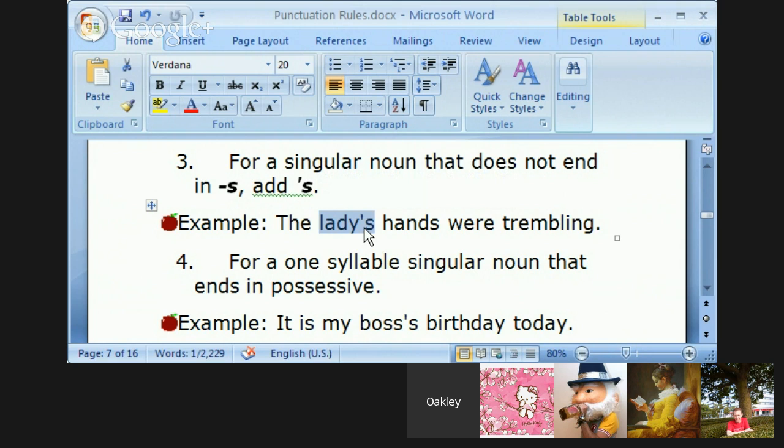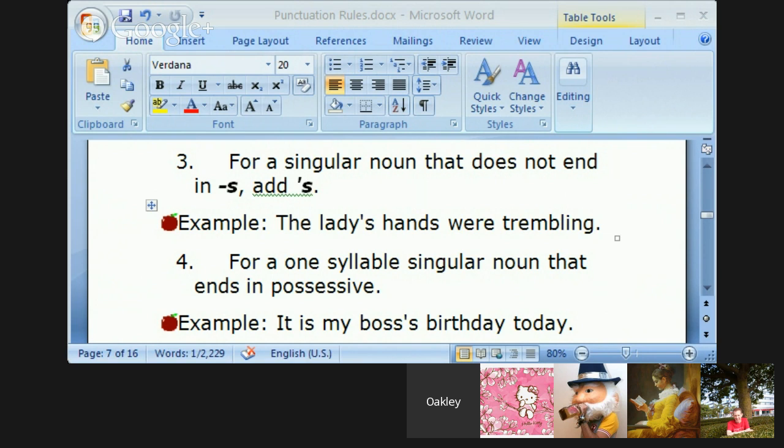Here, obviously, if I want to make the plural of lady, not a possessive, what is the plural of lady, Aaron? Ladies? How do you spell it? L-A-D-I-E-S. That's it. You got it. So when you see it like this, this is obviously a possessive. They're her hands.